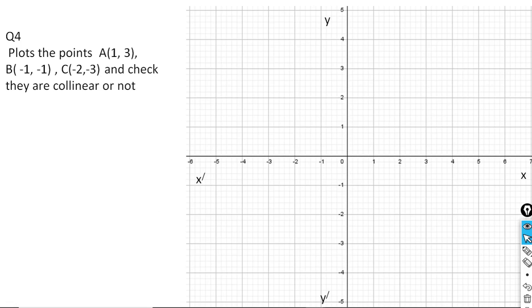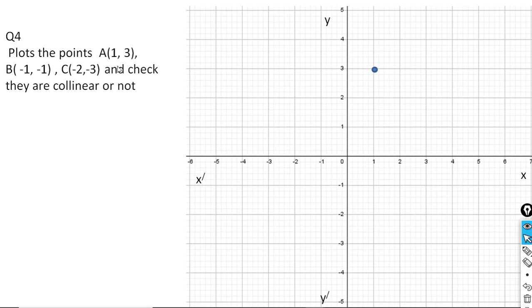Next problem. In this problem, we have to plot the points A (1, 3), B (-1, -1), point C (-2, -3), and check whether they are collinear or not. Students, collinear points: 3 or more points are said to be collinear if they lie on the same straight line. So we plot these points on the graph and join them. Will they form a straight line? This we have to check.